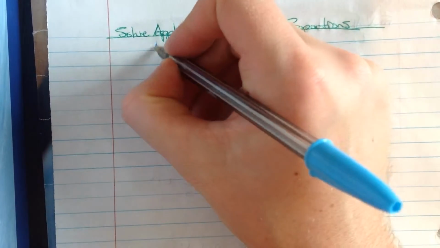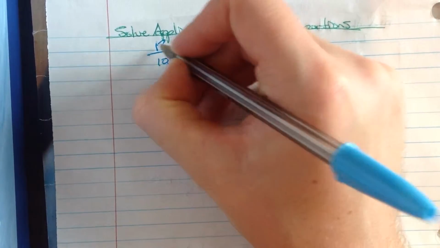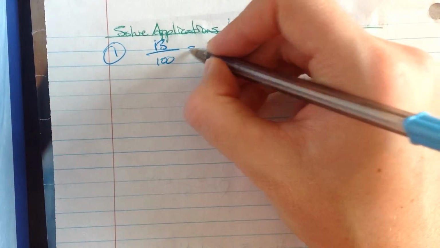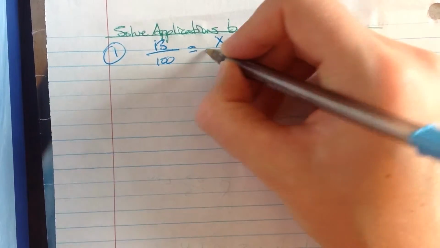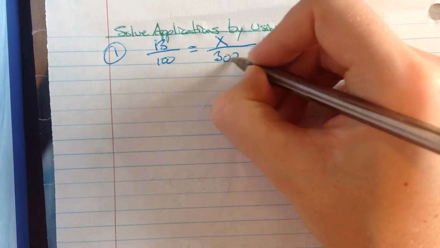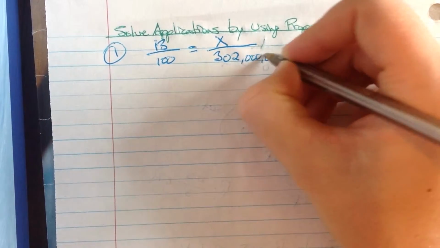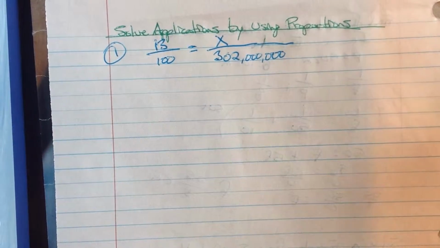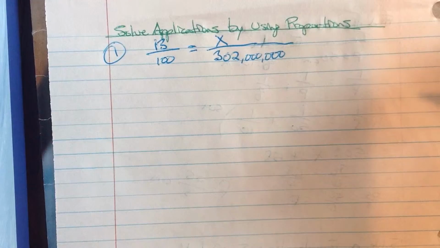So remember, 2008, 13 out of 100 Americans lived in poverty. And they want to know how many out of 302 million, if this is the population, really lived in poverty if 13 out of every 100 did.